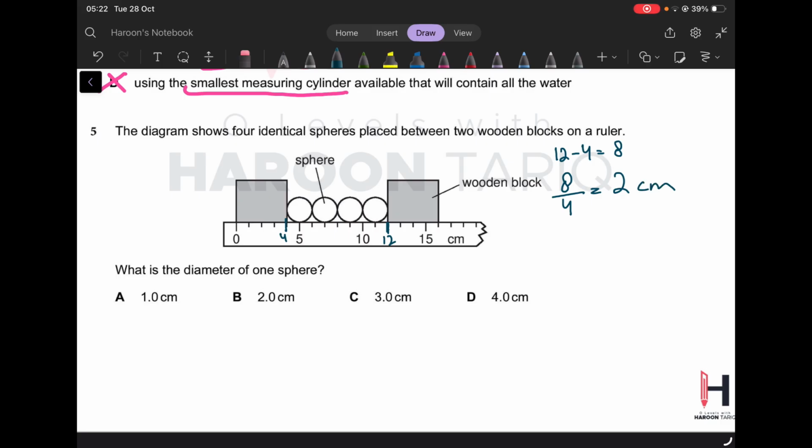So this would be the answer B. Another way of measuring this would have been just taking one of these spheres. So for example, this reading is 6, you can see, and the starting point is 4. So the difference between these two, just for one sphere, 6 minus 4 would also be 2 centimeters. So same answer.